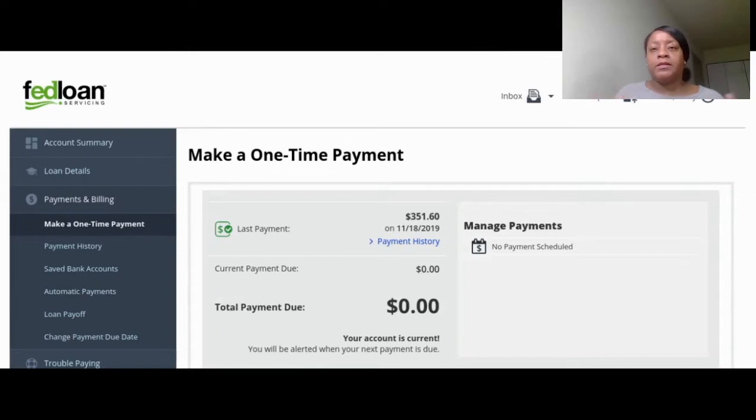I'll take you back to the main screen so you can see how much I still owe, how much unpaid interest there is. And I'll see if I have a screenshot from my phone, and I'll insert it in the video so you can see what it looked like the day before my November 18th payment had processed for the 351.60.